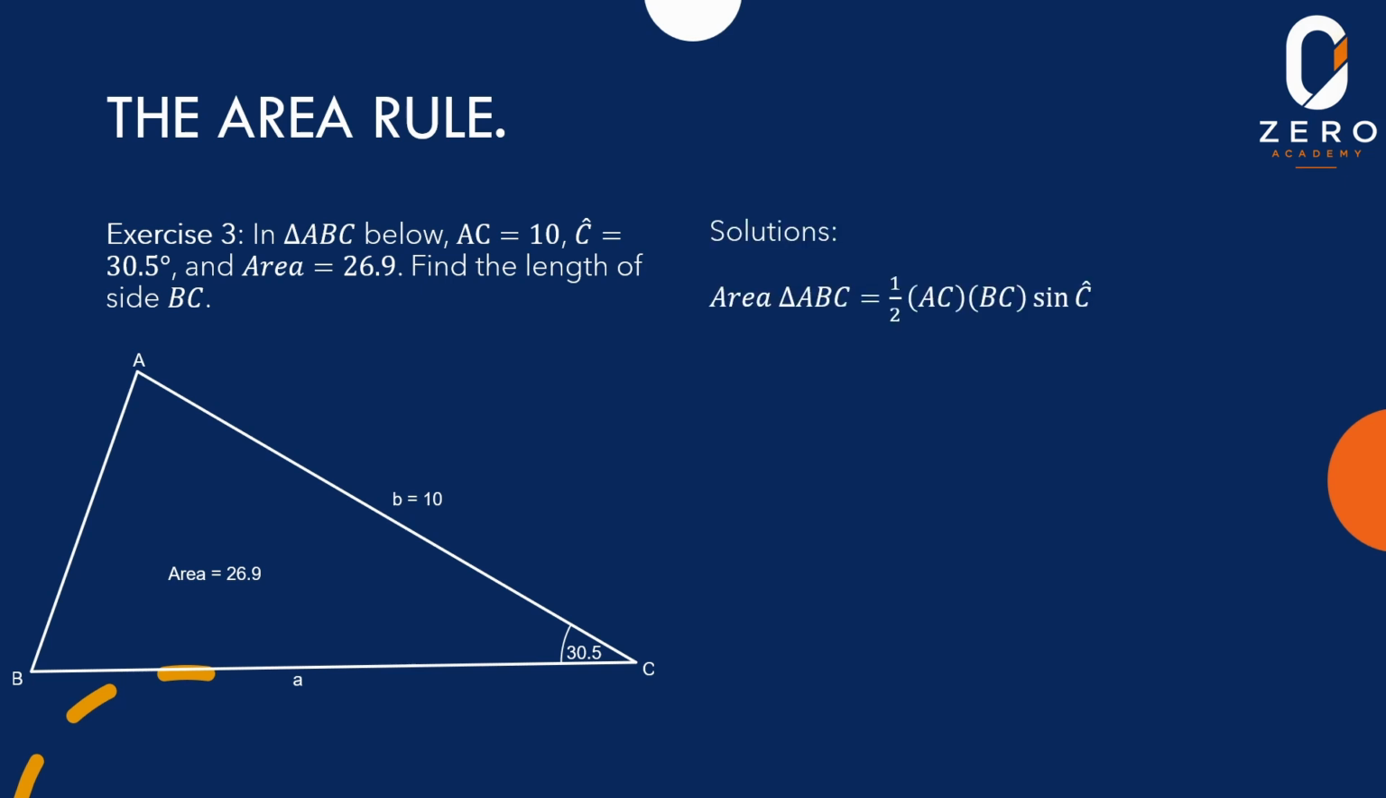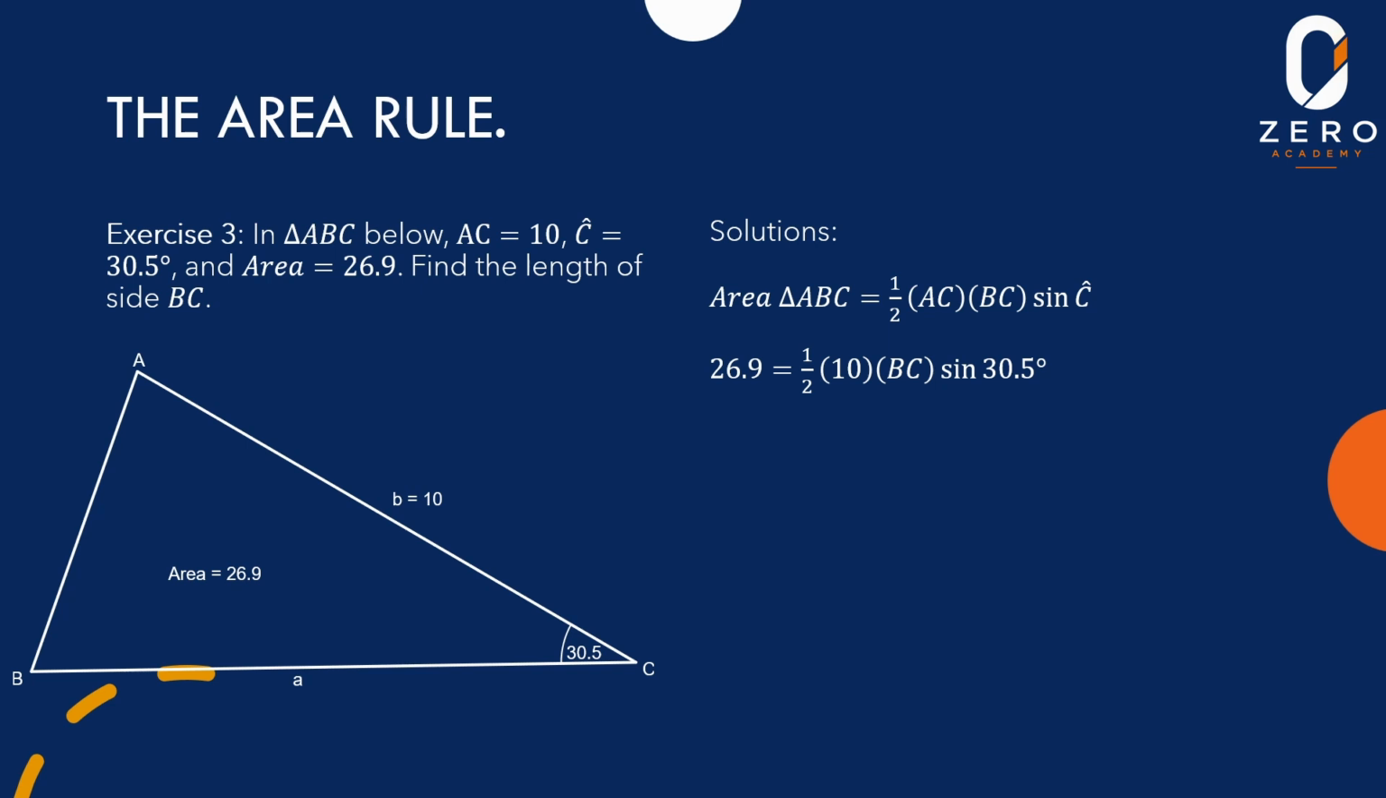Again, I'm going to go on and write area of triangle ABC equals 1 over 2, the product of two sides of a triangle and the sine of the angle included, that is 1 over 2 AC multiplied by BC multiplied by sine of angle C. And substituting in my values, I will have 26.9, which is my area, is equal to 1 over 2 multiplied by the 10, that is one side that is given, multiplied by BC, that is what I'm trying to find, multiplied by the sine of 30.5 degrees.